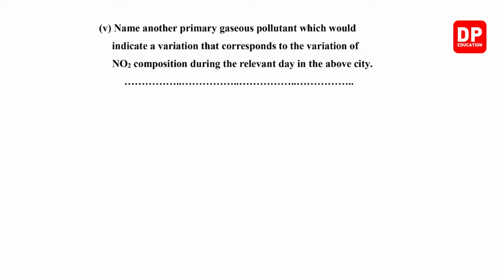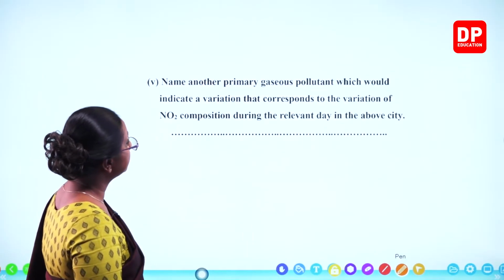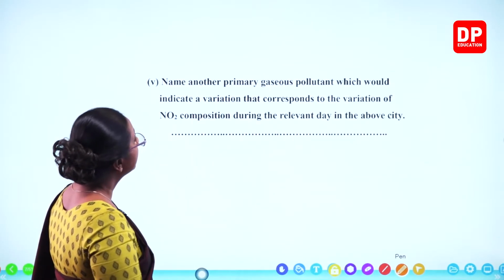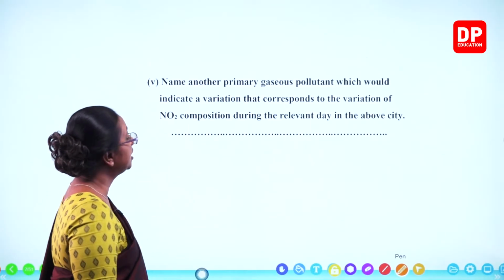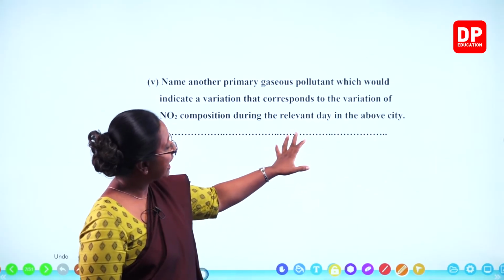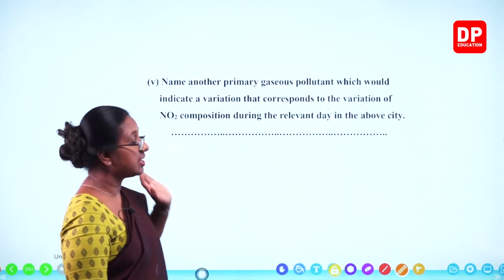So here we have part 5. Now there, name another primary gaseous pollutant which would indicate a variation that corresponds to the variation of NO2 composition during the relevant day in the above city. So they want you to write the gases that can vary in a similar manner, similar to nitrogen dioxide.